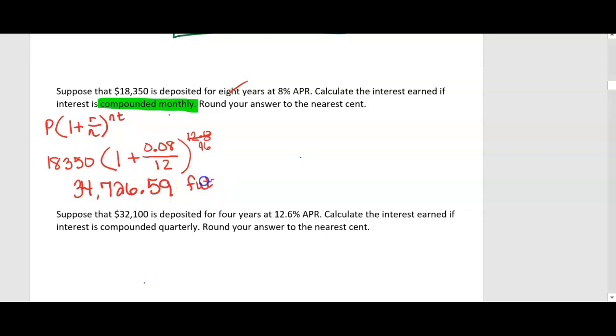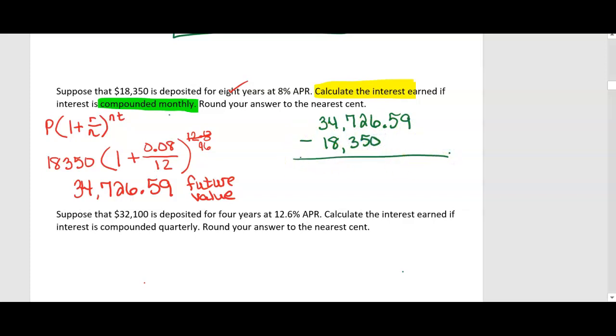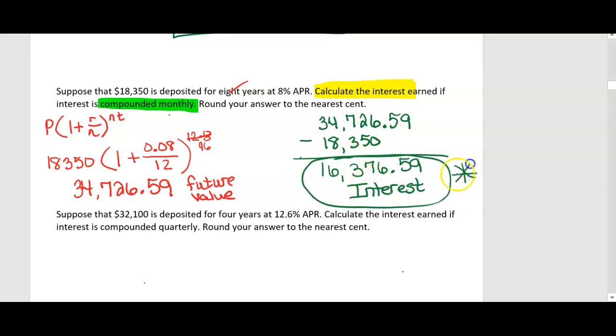Now, let's make a note that that is our future value. However, the question says calculate the interest. So I just want to know how much interest I am earning in this account. Not what I've deposited, but just the interest. Because I've already been given my future value and I just want my interest, I get to subtract. In the future, I'm going to have $34,726.59, but I only deposited $18,350. So when I subtract these two, I get $16,376.59 that I have earned in interest. So that is the answer to my problem, since they only wanted to know the interest.